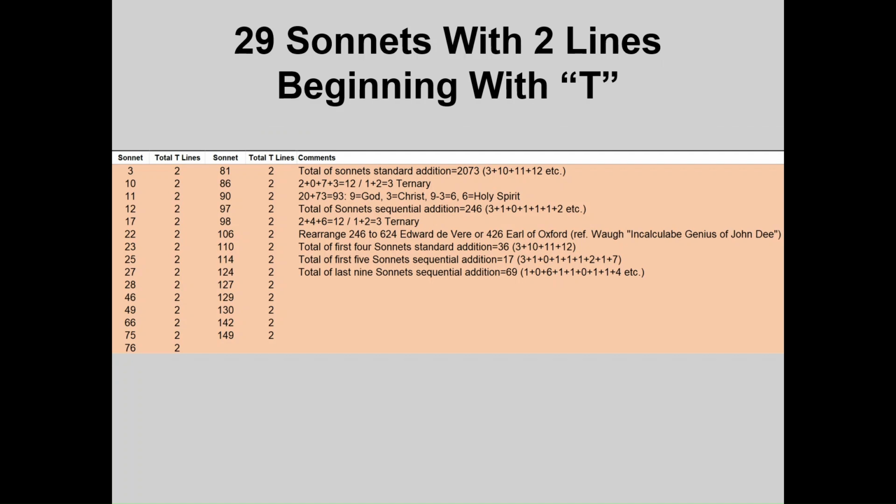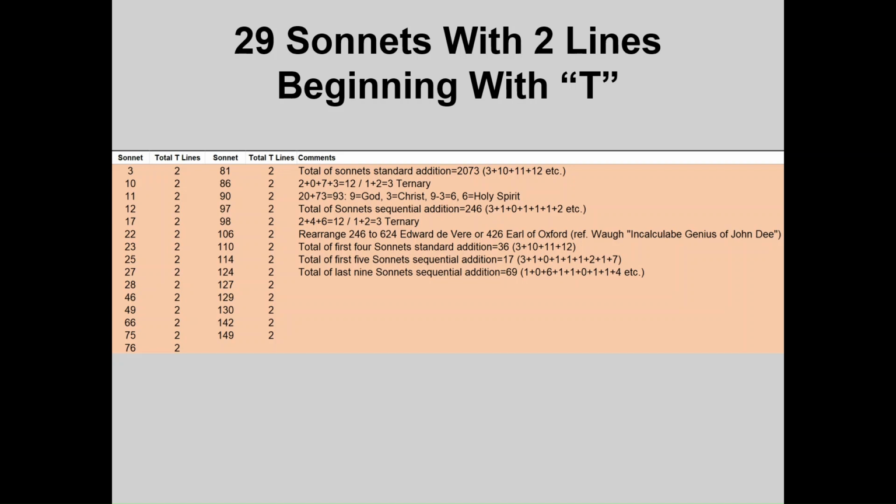So there are 29 sonnets, each of which contains 2 lines beginning with the letter T. Adding all 29 sonnets sequentially gives us the number 246, which can be rearranged as 426, Earl of Oxford, or 624, Edward de Vere. See Alexander Waugh's video, The Incomparable Genius of John Dee, for more on 426 and 624, which explains how they are key to deciphering the blatantly cryptic sonnet dedication page.